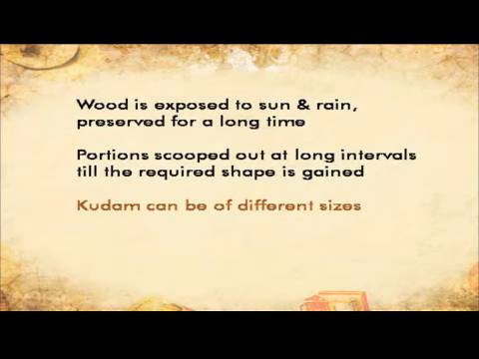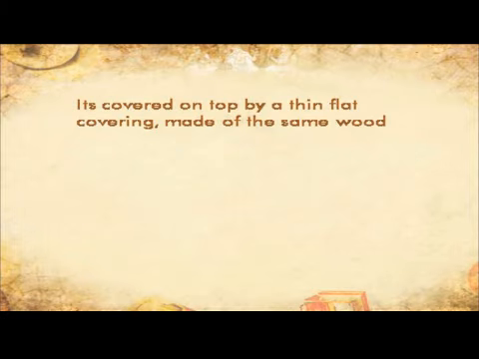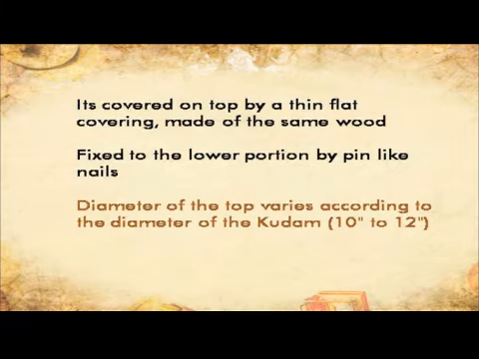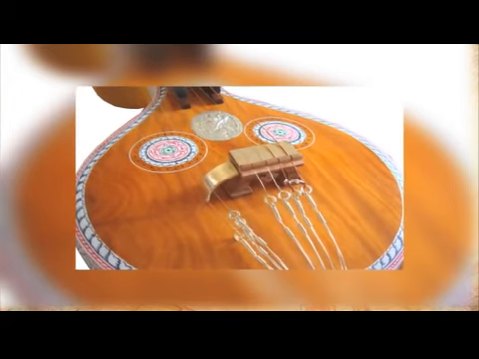This pot or kudam can be of different sizes. This hollow pot is then covered on top by a thin flat covering made of the same wood and fixed to the lower portion by pin-like nails. The diameter of the top varies according to the diameter of the kudam, usually 10 inches to 12 inches. Deeper the kudam, louder will be the sound.